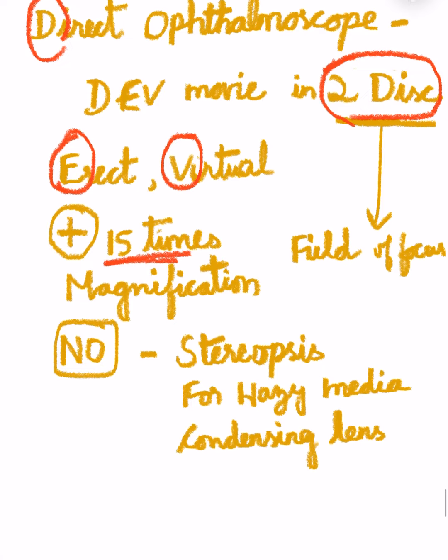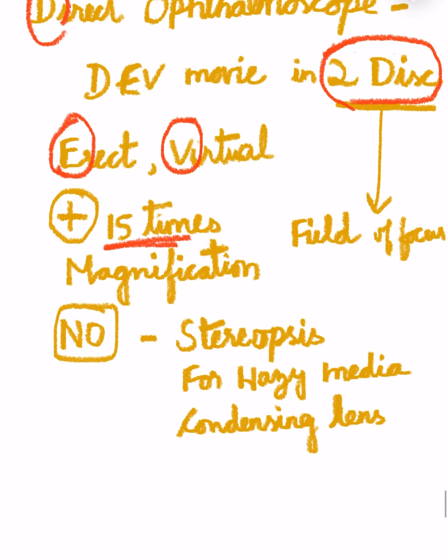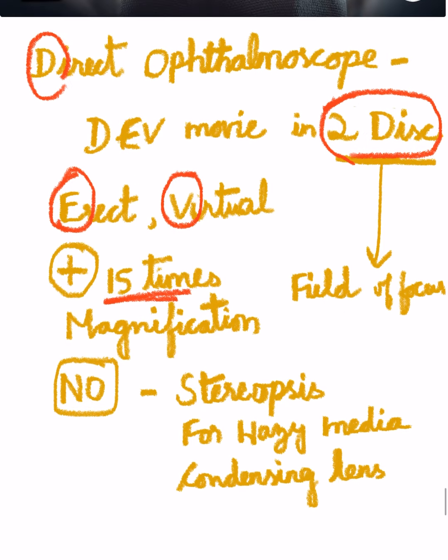And the disadvantages or drawbacks of direct ophthalmoscope: it can't be used in case of hazy media. If the eye is hazy, the inside pathology can't be seen with the help of direct ophthalmoscope. In that case, if the patient has hazy media, the indirect ophthalmoscope is preferred.